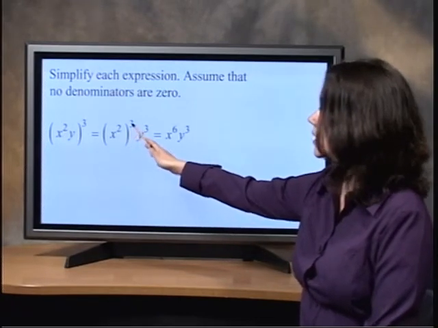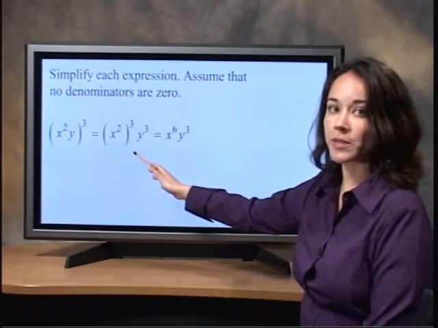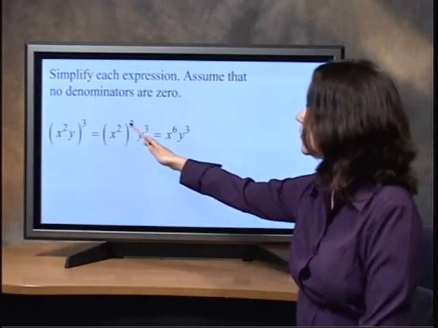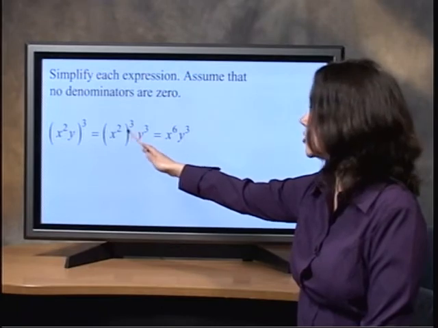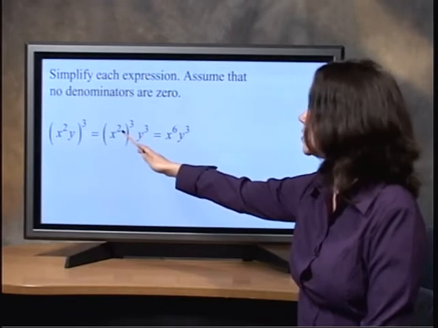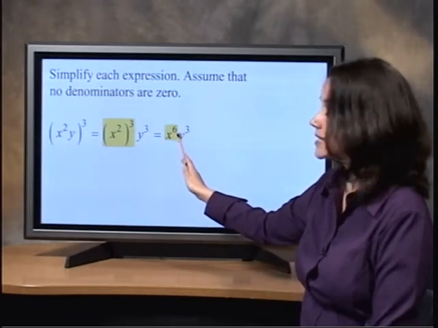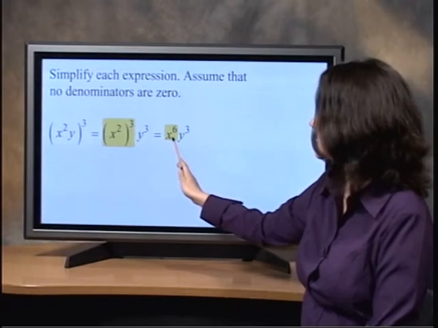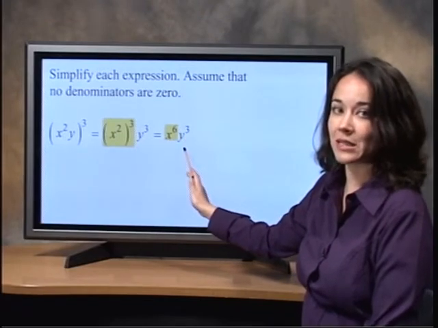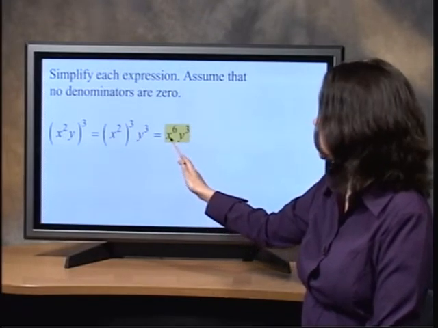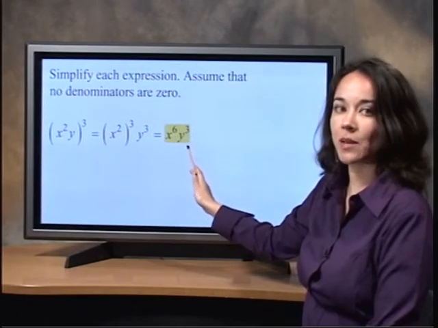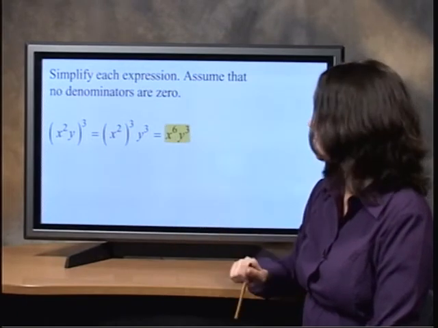X squared raised to the third power, you have another exponent rule that says a power of a power allows you to multiply those powers. So we have 2 times 3, which is 6. So we have x to the 6, and then of course y to the third. We can't simplify that any further, so our result is x to the 6 times y to the third.